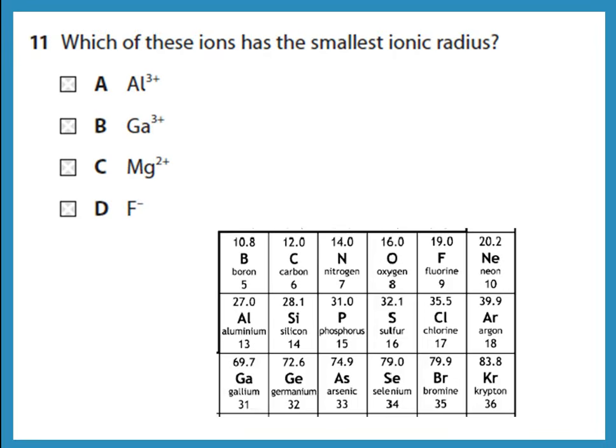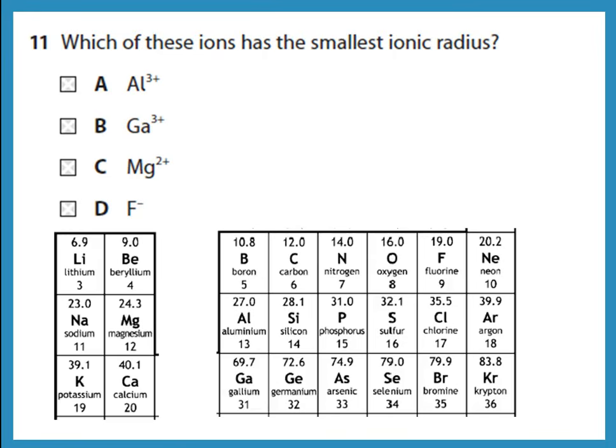Okay. Which of these ions has the smallest ionic radius? Again, if I look at the periodic table and compare all of this, we look at how many protons and how many electrons are in each of these. What we're looking for is something that has a big number of protons attracting a certain number of electrons. So if we look at this, aluminium has 13 protons attracting 10 electrons. Now, gallium is very big.